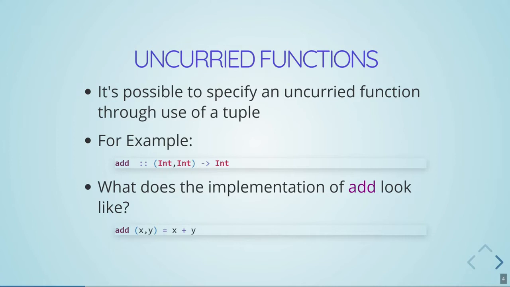So an example of this with the add function from before is we take those two inputs, and instead of separating them by the arrow operator, we group them into a tuple. And the implementation is going to look like a tuple as well when we write the arguments.